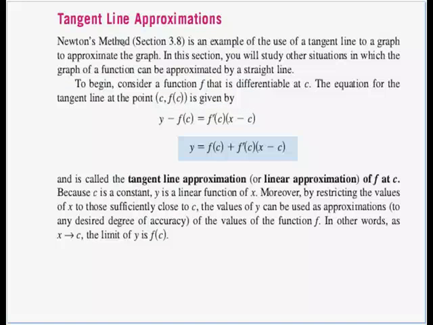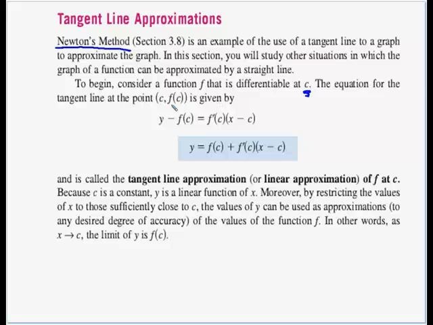Okay, tangent line approximations. In a previous section, there was Newton's method, and that was an example of using a tangent line to a graph to approximate the graph. It was an estimation method. In this section, you're going to study other situations in which the graph of a function can be approximated by a straight line. To begin, consider a function f that is differentiable at some point c.